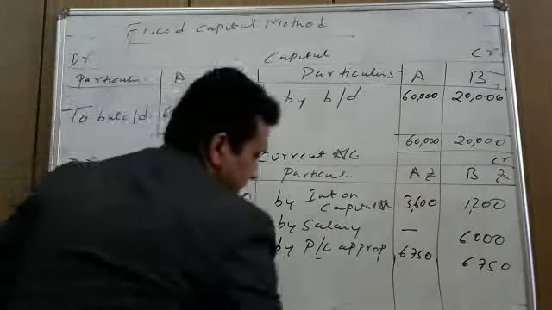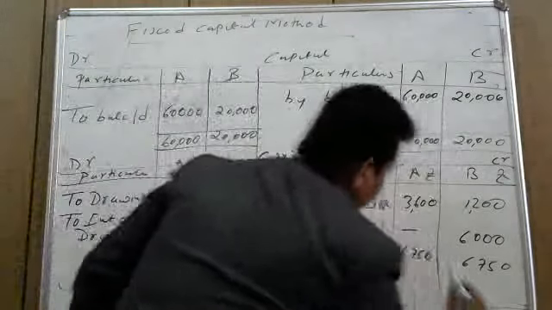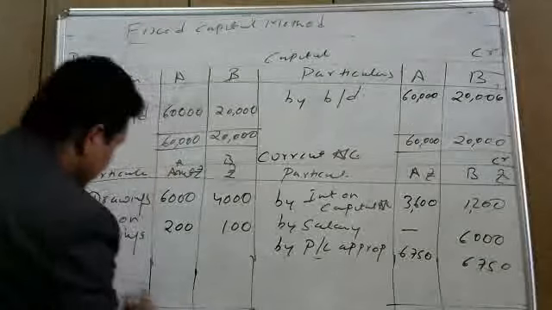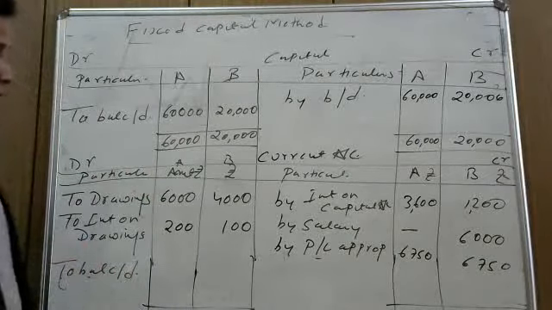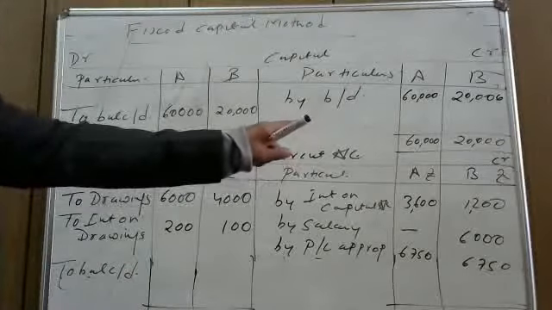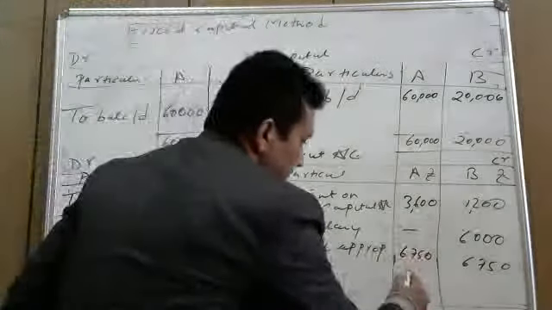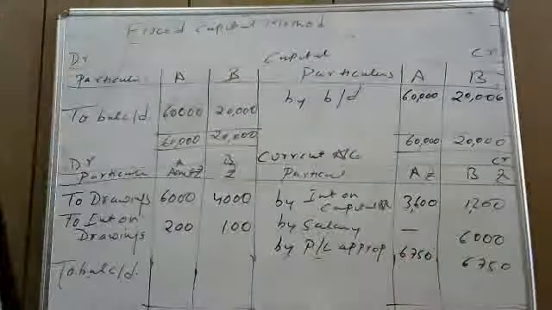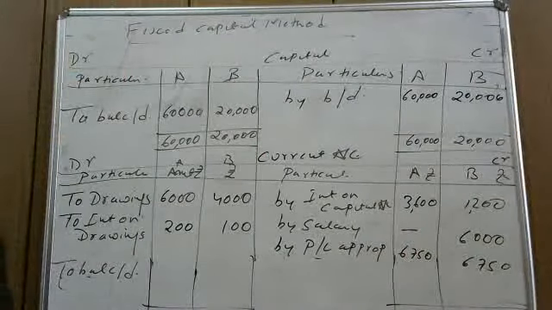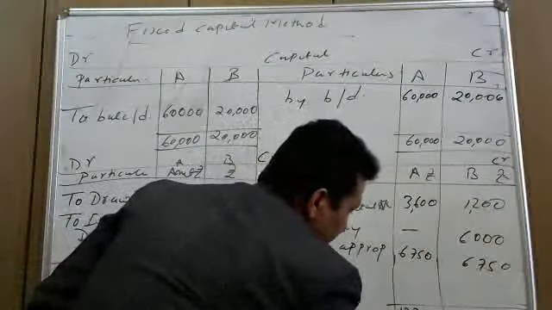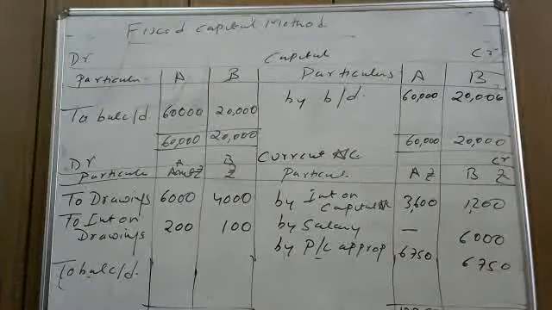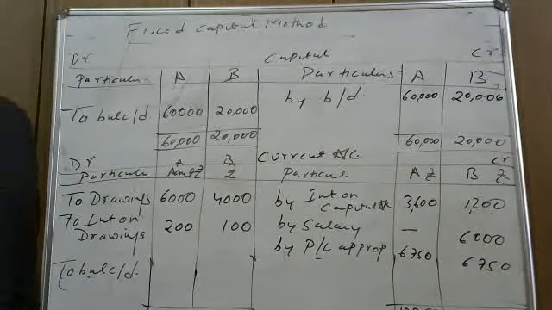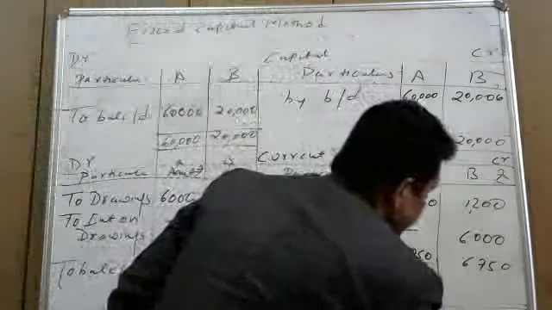So now we close it by taking the total of the debit side minus the total of the credit side. We get the closing balances of the current account. The total of the debit side of A, if you add it up, is 6,750 plus 3,600, which is 10,350. If you calculate the total side of B's account, it is 13,950.